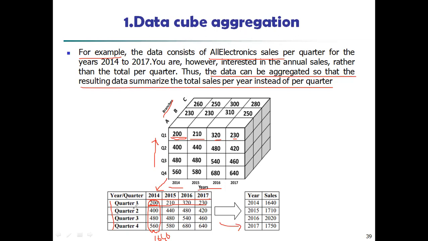We are going to add these quarters' information into a year. Four quarters is also called one year, isn't it? So here you are going to represent that total 2014 sales is 1640, as well as total 2015 sales are 1710. This is the second one.